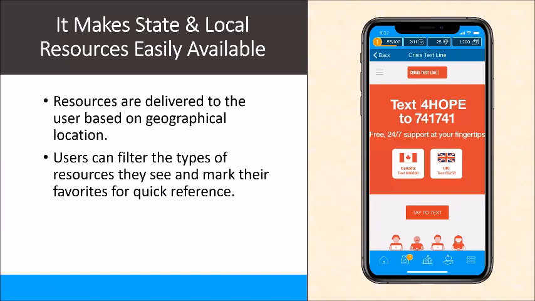So if I want to find something that has to do with substance abuse, or if I want something to do with problems with my home life, or maybe I'm experiencing bullying, whatever that is, I can filter those resources and I can either look at them at a national level, a regional level, or maybe just inside my school.